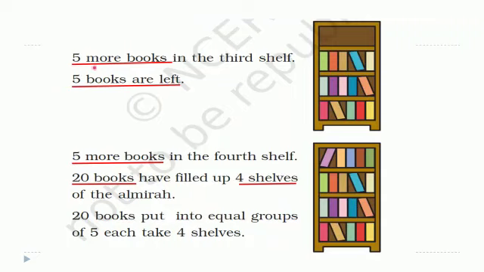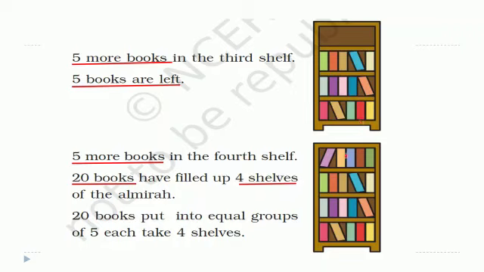Now again 5 more books in the third shelf. See first shelf 5, second shelf 5. Then again in third shelf we have arranged 5 more books. So now how many books are remaining? 5 books are still remaining. Because there are 20 books, we have arranged 5, 5 and 5, means we have arranged 15 books. So 20 minus 15 is 5. So 5 books are left.